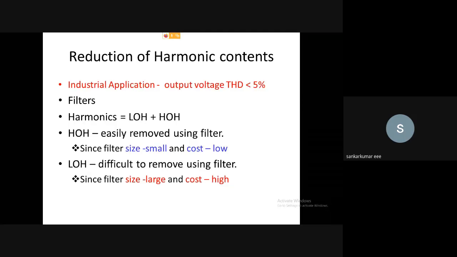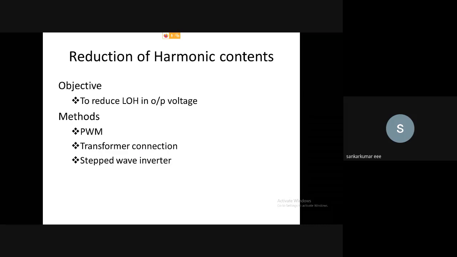So now we are going to see what the reduction techniques are. We have to reduce the lower order harmonics in the output voltage, and higher order harmonics we can easily suppress. For reducing the lower order harmonics, first we can have PWM, that is the pulse width modulation technique. Next, by means of transformer connections and by means of stepped wave inverters, we can reduce the harmonic contents. So these are all the basic methods.